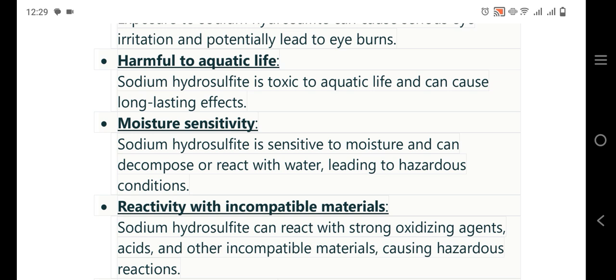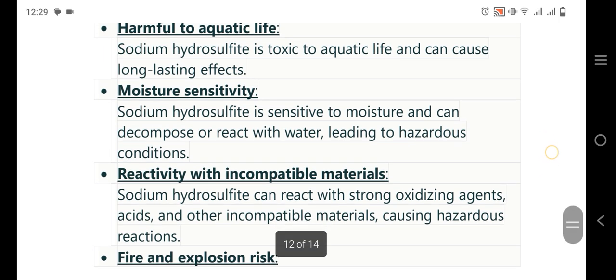Following applicable regulations and guidelines, spills should be promptly contained and cleaned up to prevent the chemical from entering waterways. Additionally, wastewater containing sodium hydrosulfide should be treated before discharge to minimize its impact on the aquatic environment.